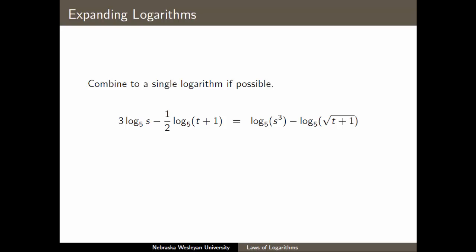Now I have one logarithm minus another logarithm. The division law says that the subtraction of two logarithms is the same as dividing their two arguments. So the log of s cubed minus the log of cube root of t plus 1 is now the logarithm of s cubed divided by square root of t plus 1 as a single logarithm.